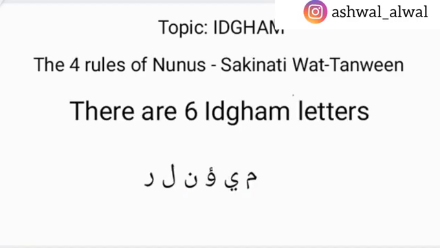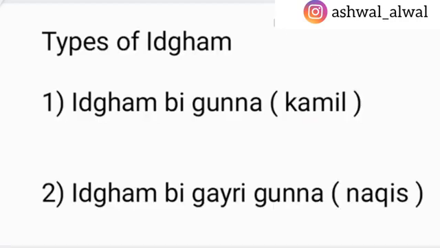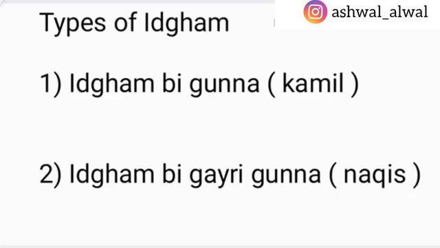Idgham has 6 letters: mim, ya, waw, nun, lam, and ra. When either of these letters comes after a nunus sakinati or tanween, then the rule of idgham applies. However, there are 2 types of idgham, and the idgham letters fall under either of these classifications. The first one is known as idgham bigunna, otherwise known as idgham kamil. The second one is known as idgham bigayri gunna, otherwise known as idgham naqis.